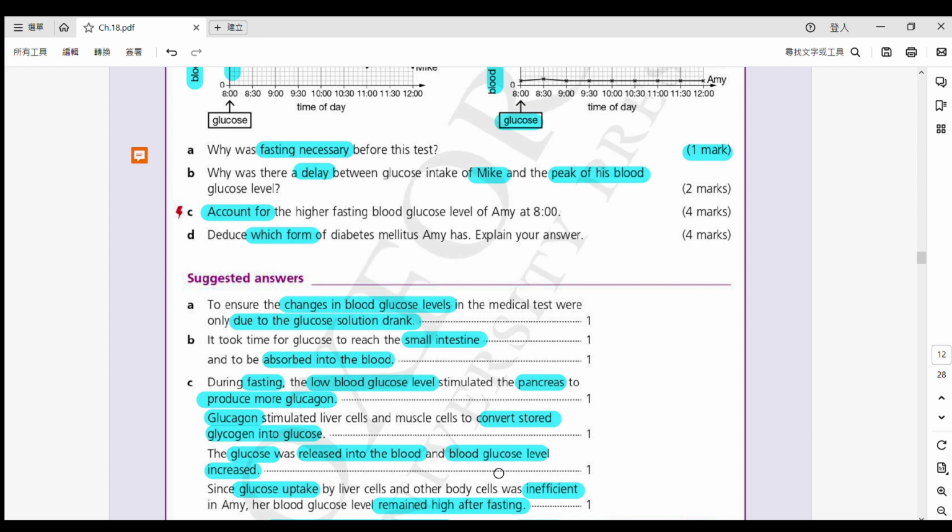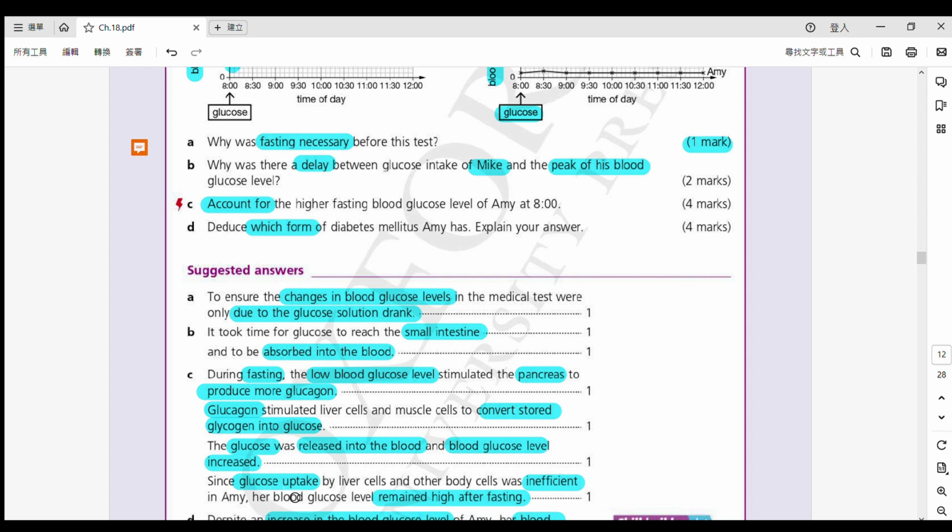However, after the blood glucose level has increased, the problem is that since Amy is a diabetic, a diabetic patient, the glucose uptake is inefficient. She cannot effectively take away the blood glucose. Therefore, at 8 o'clock, the blood glucose remains high. She cannot maintain a constant blood glucose level, because she is a diabetic. Okay, so this is also the reason why a diabetic needs to monitor his or her blood glucose level from time to time.